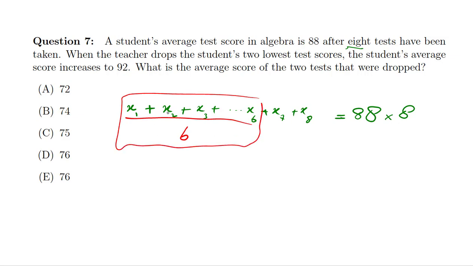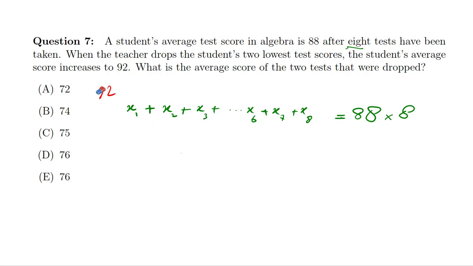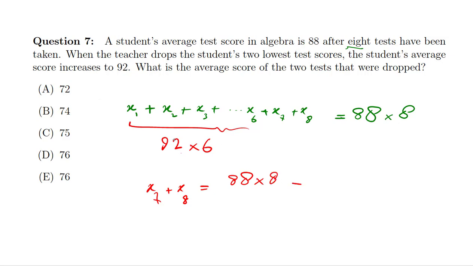The average of this is 92. So the summation of these 6 is 92 multiplied by 6, because the average of them is 92. So the summation of these two, x7 plus x8, is 88 multiplied by 8 minus the summation of these 6, which is 92 multiplied by 6.